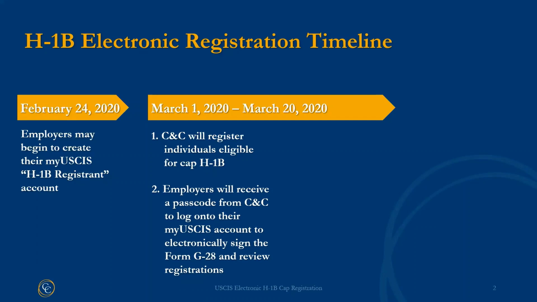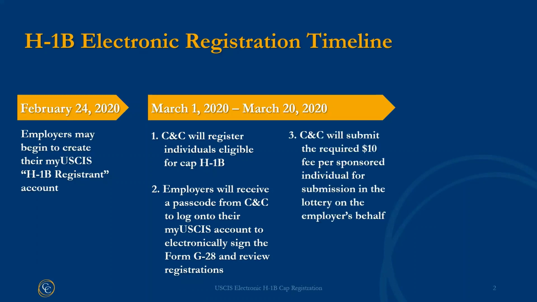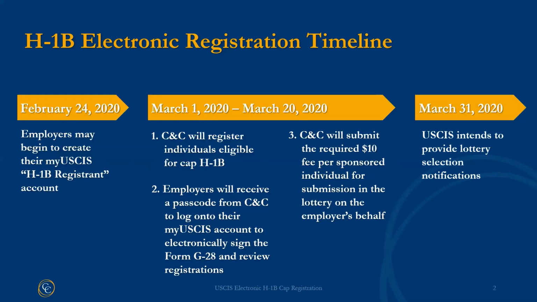Once the passcode is entered, the employer may then electronically sign the Form G28 and review the information Chin & Curtis has entered. After the employer has electronically signed, Chin & Curtis will then submit the final registration for the individuals and submit the required $10 fee per sponsored individual for submission in the lottery. Based upon the submitted registrations, USCIS will then conduct a randomized computer-generated lottery following the closure of the registration period on March 20th. By March 31st, USCIS intends to notify attorneys which individuals were selected in the lottery.